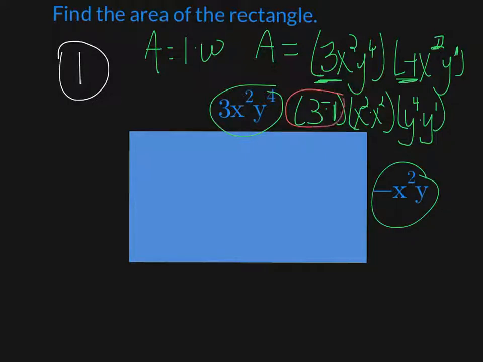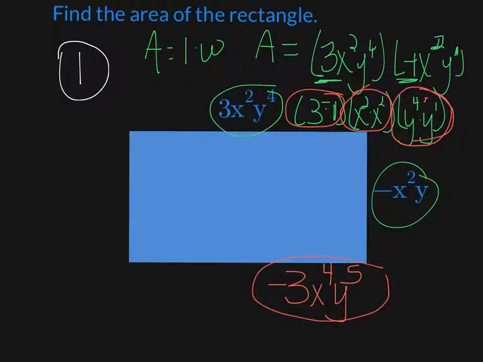So we have 3 times negative 1 is negative 3. And now we have x squared times x squared. Remember, the shortcut is to add. So you have 2 x's and 2 x's, so that gives you 4 x's. And then your y's, you have y to the 4th times y to the 1st. So we're going to add exponents, which gives us y to the 5th. And that would be our answer.